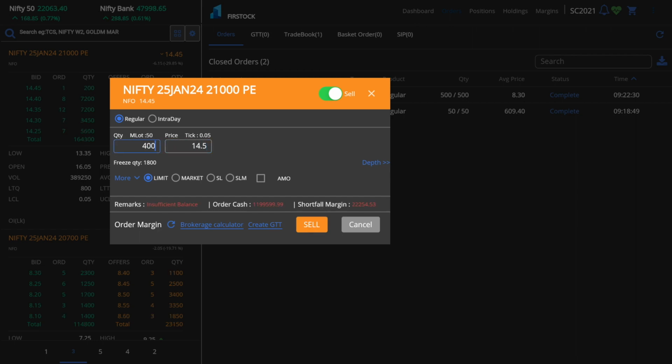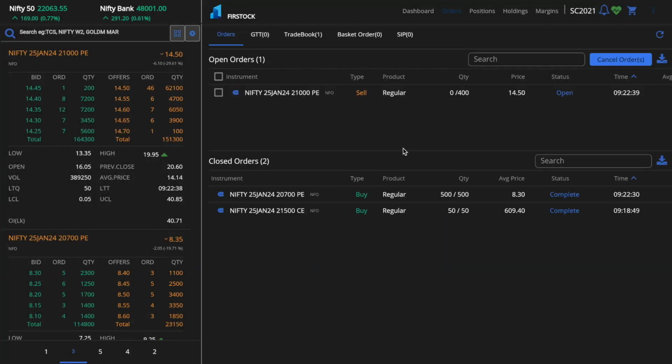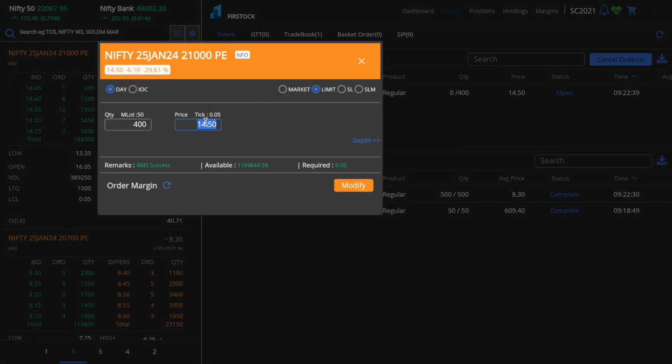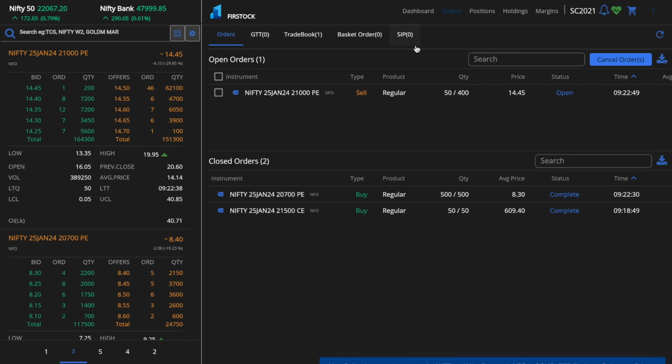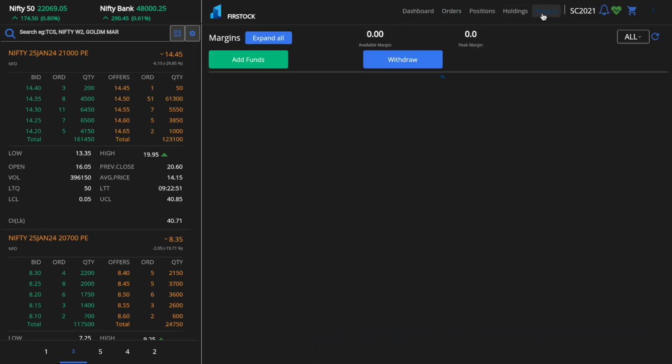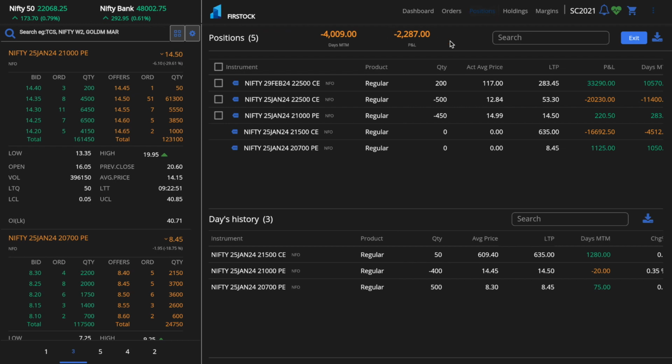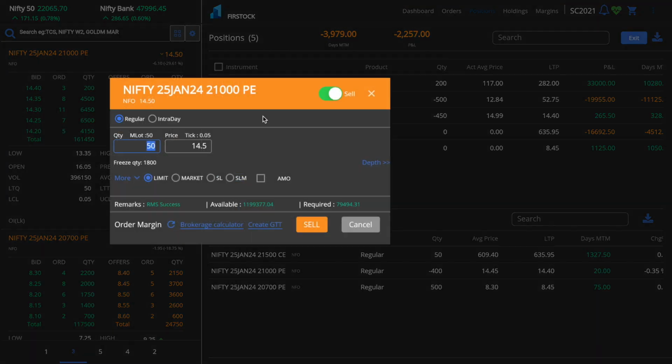Margin is insufficient. We'll set 400 quantity. 14.5, it's not getting executed. We'll go with 14.45, and that is fine with us. Let's check out the margin. Margin is still left, so I think we can go ahead. Okay, add one more lot.